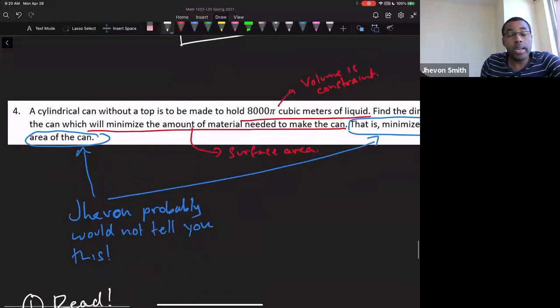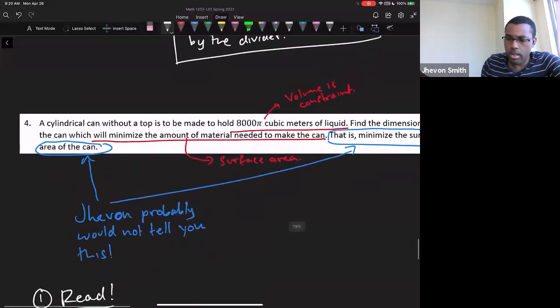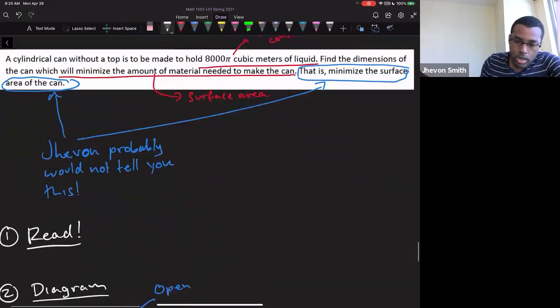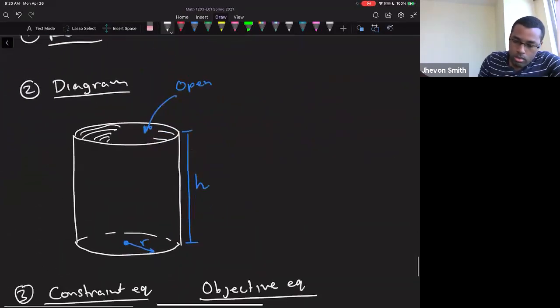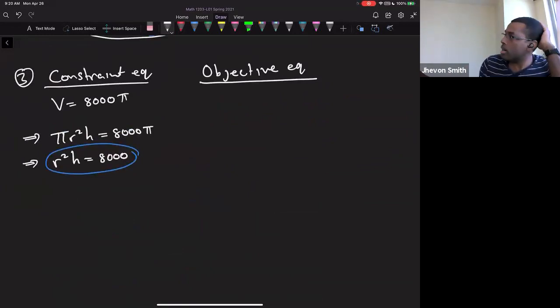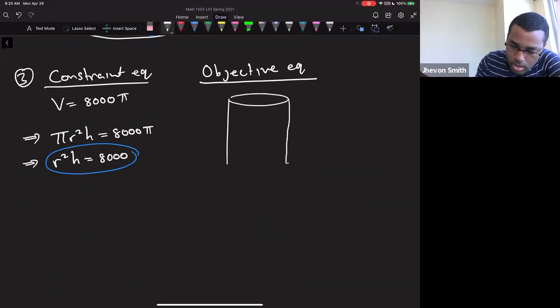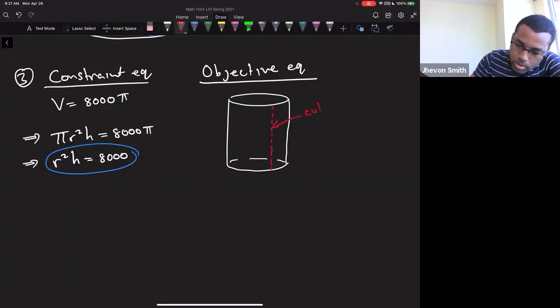Objective, we want to minimize surface area. I don't know if you'd recognize this, but I'm going to tell you the trick for finding the area of a can. If you have a can, what you can do is cut and unfold.